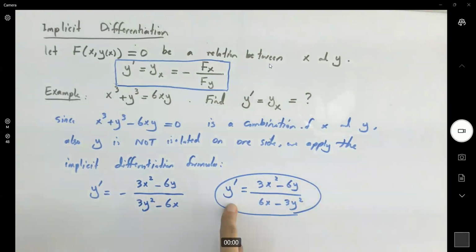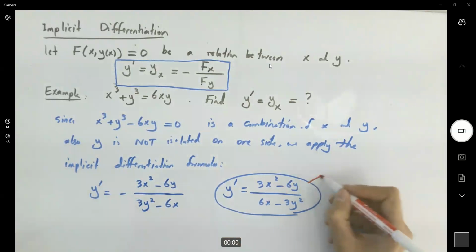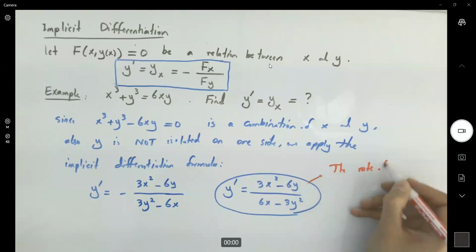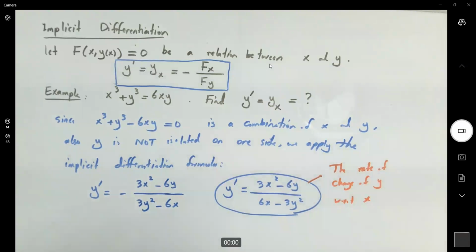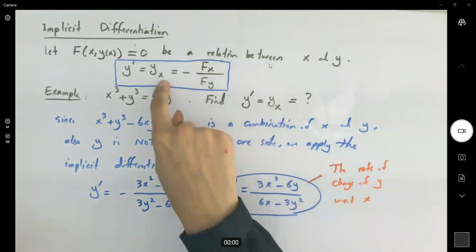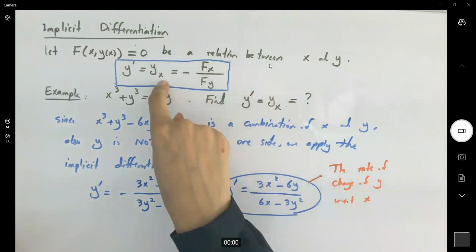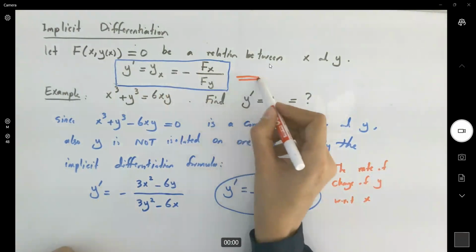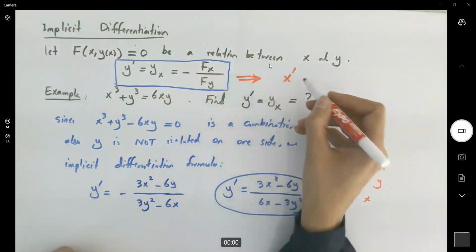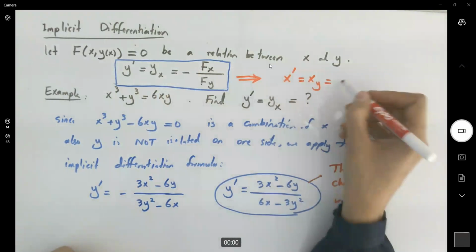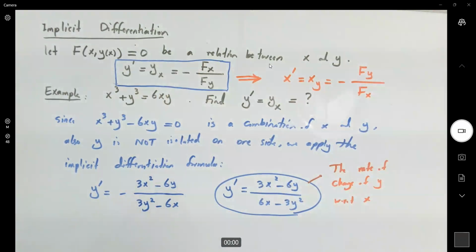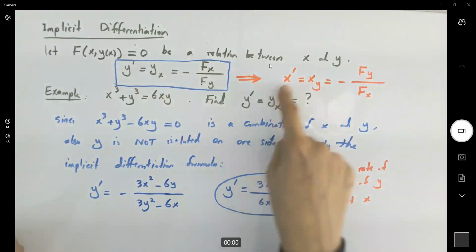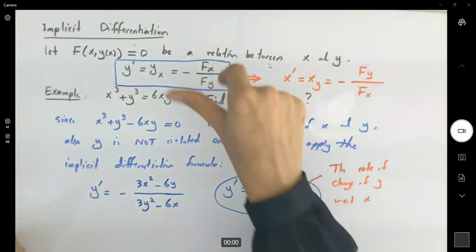This is the rate of change of y with respect to x. If you flip this, you find the rate of change of x with respect to y. So let me write this down here for you. If I ask you to find x prime, or x of y, it is negative f of y over f of x. So if somebody asks you to find the rate of change of x with respect to y, you're just going to flip this fraction here.